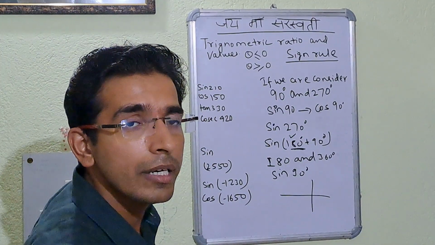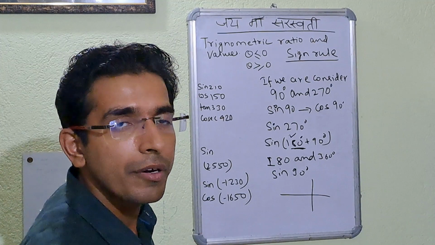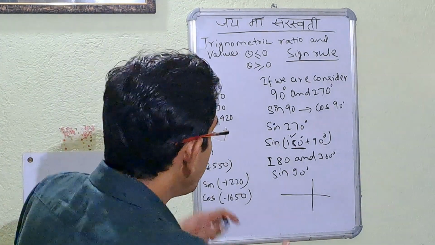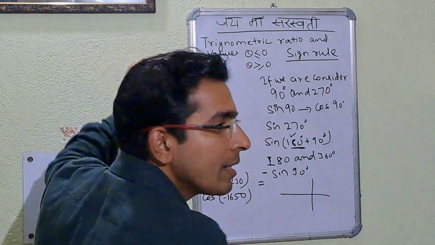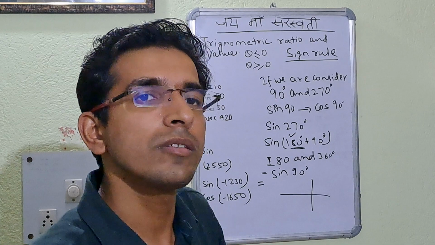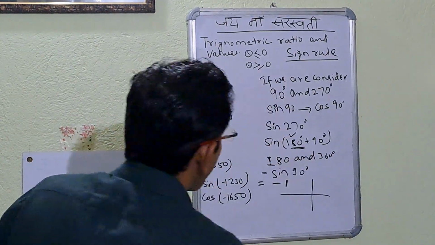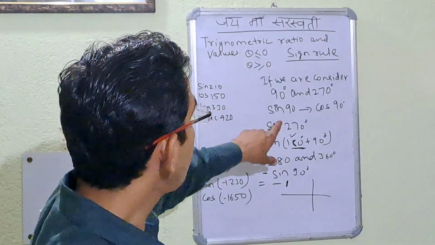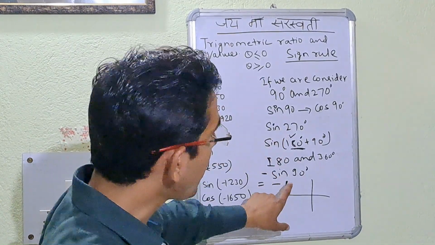In the third quadrant, only tan and cot will be positive and the rest of the ratios will be negative. So in this case, it will be minus sine 90, and sine 90 we had already studied in our lower classes. Its value is 1, so minus sine 90 is minus 1. Finally we got the result: the value of sine 270 degree is minus 1.